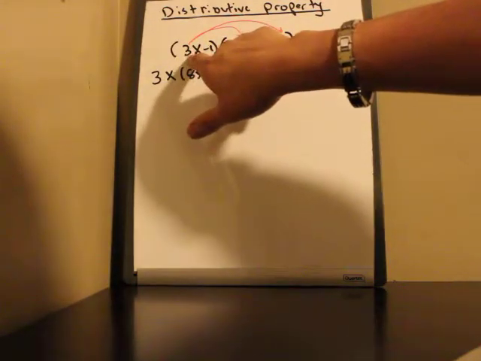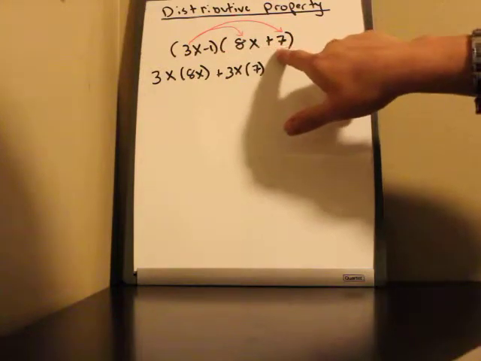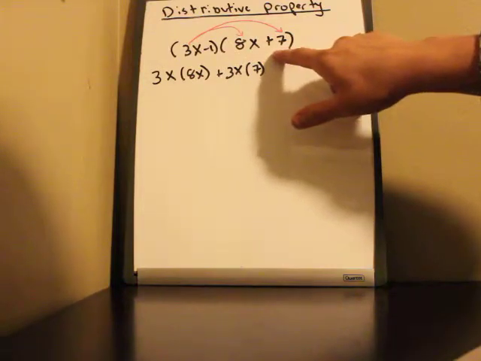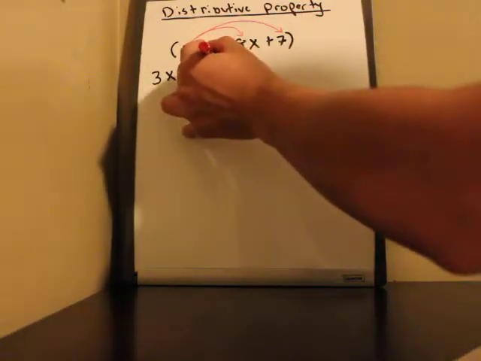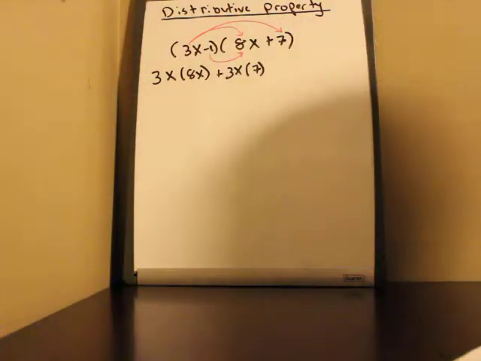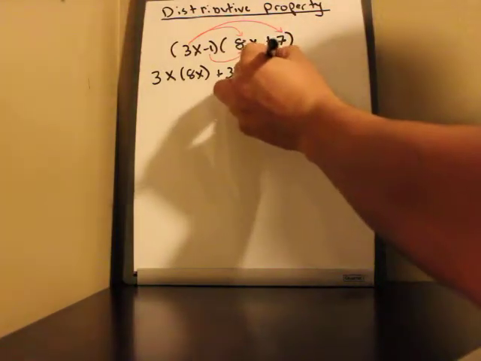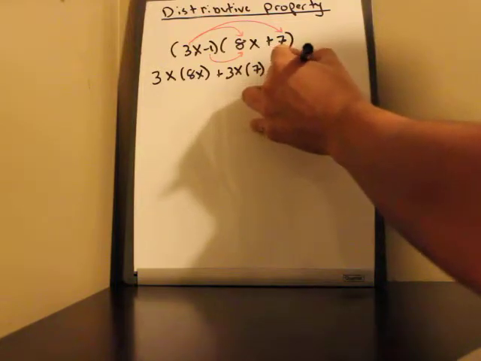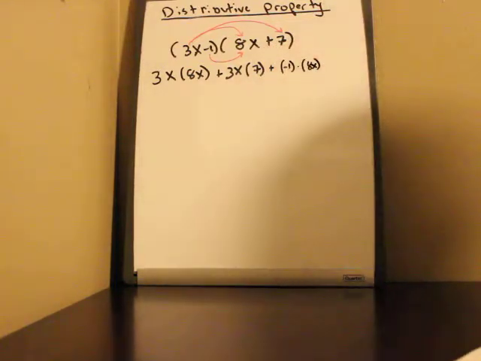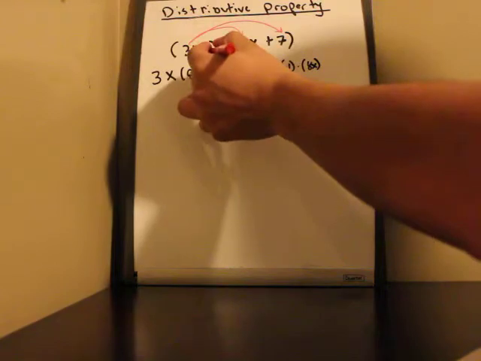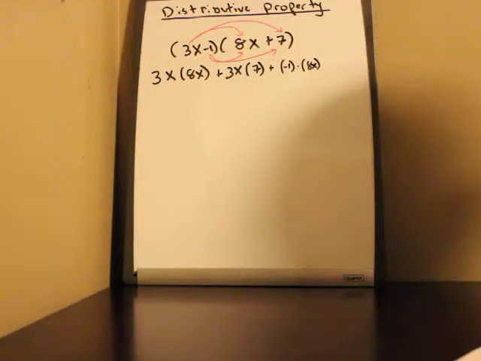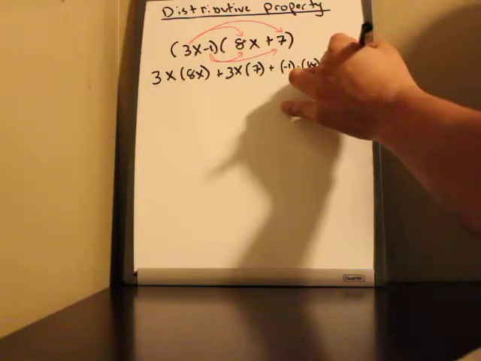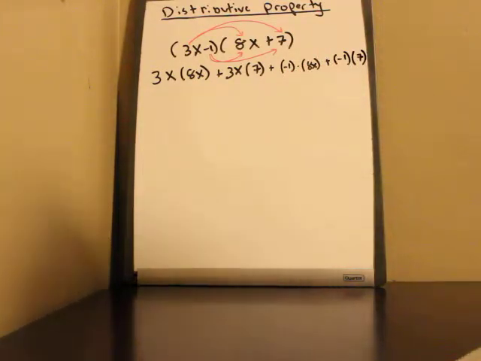So once we did it with this number, it has finally multiplied everything inside here. Now we're going to take the next number and multiply that with everything inside here, doing the same thing. So we're going to take this negative 1 and multiply it with 8x. So we're going to get plus negative 1 times 8x. Now we take this negative 1 and multiply it with 7. So we're going to get plus negative 1 times 7. Okay.